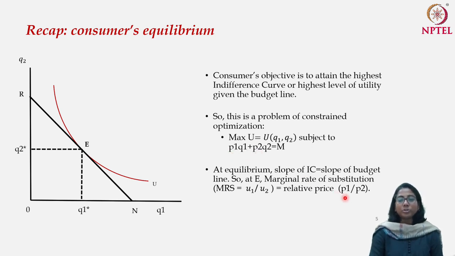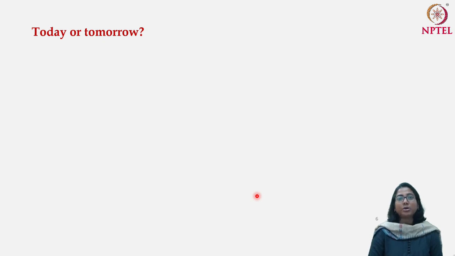However, in the future slides, we are going to see that the equilibrium is not exactly the same, but it can be derived from this kind of a notion. Now let us come back to this today or tomorrow question. So how much do we use today and how much do we keep for tomorrow's consumption?